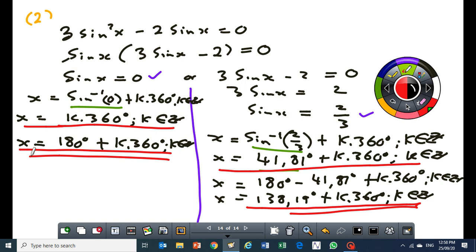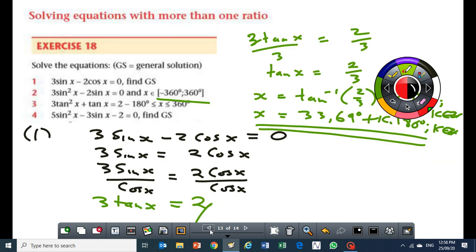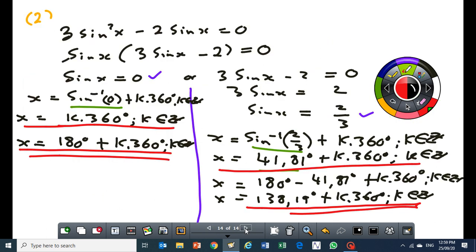Now the question is saying, determine x, but x lies between minus 360 and 360 degrees. Now, in order for us to do that, we need to do trial and error by substituting integer values of k. Okay, so let's start with this. I'm going to list those solutions here.